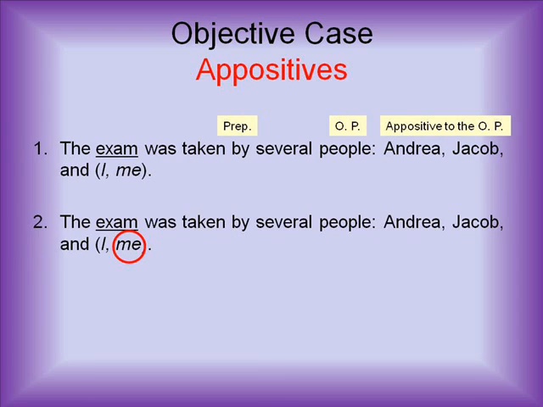Okay, let's look at it now if our pronoun is the appositive. The exam was taken by several people. Andrea, Jacob, and I or me. Well, we have our preposition by, we have our object of the preposition people, but then Andrea, Jacob, and I or me is the appositive to the object of the preposition. The appositive to the object of the preposition has to be in the same case as the object of the preposition. That's the objective case, so we have to use the objective case pronoun, which would be me.